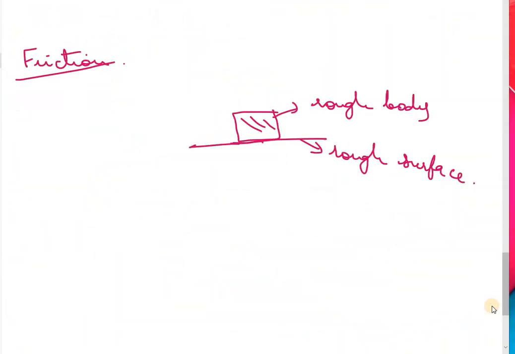So the property by virtue of which two rough bodies are in contact, the resisting force between them, resists the motion of this body. Suppose this body has a tendency to move in this direction, then there is a resisting force which opposes this motion of the rough body, and that resistance is due to friction. This friction occurs if both surfaces are rough, or at least one surface is rough, and it always opposes the motion.